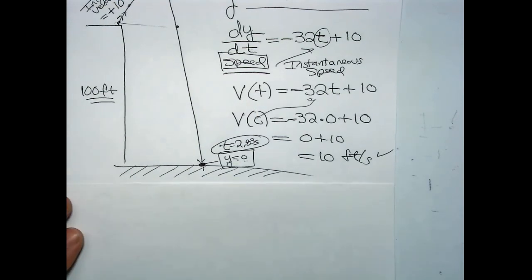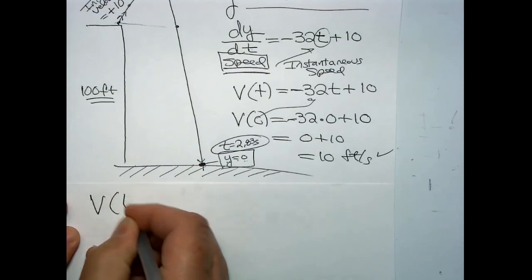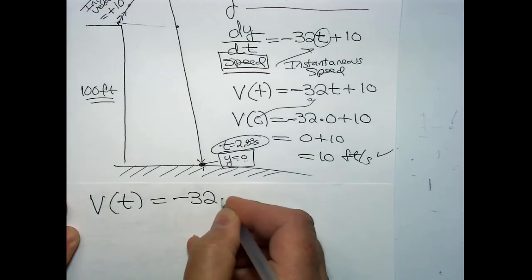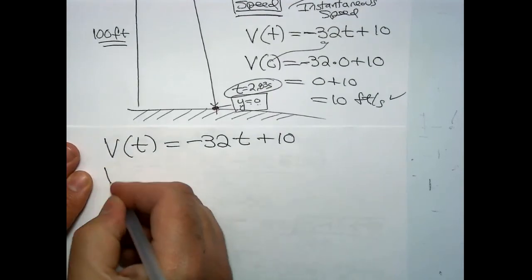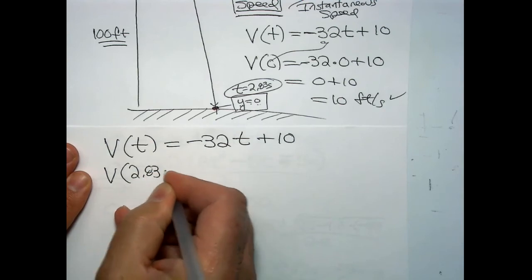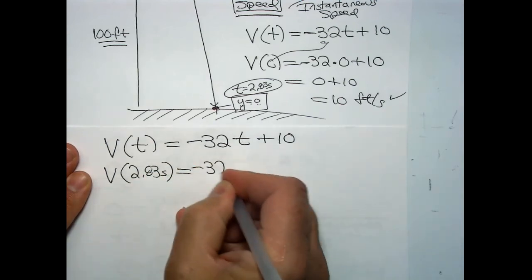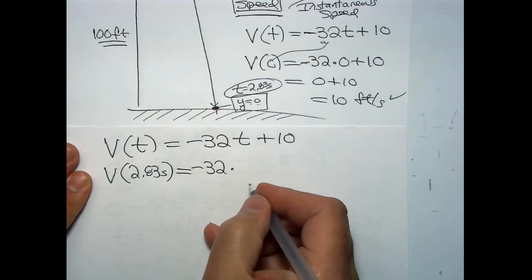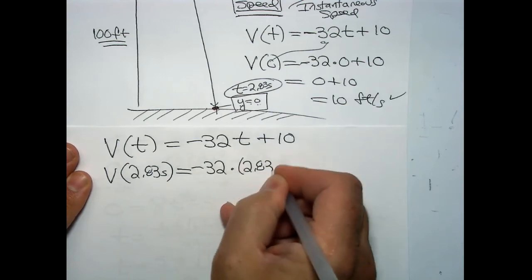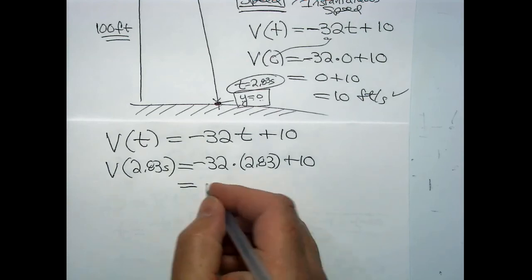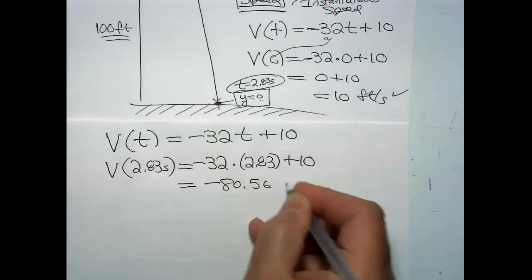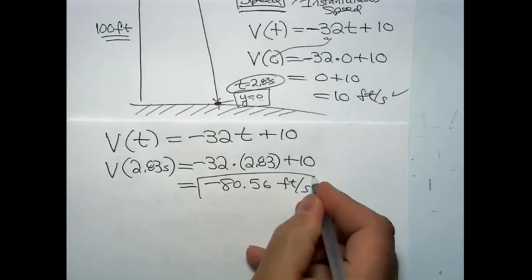So I'm going to plug in my speed, into my velocity function. We have a velocity function that says minus 32t plus 10. We already know v of 0 is 10. So what's the v at 2.83 seconds when it hits the ground? That would be minus 32 times 2.83 seconds plus 10. Remember, this better be a negative velocity because it's going down. So 10 minus 32 times 2.83 is negative 80.56 feet per second. That's pretty fast.